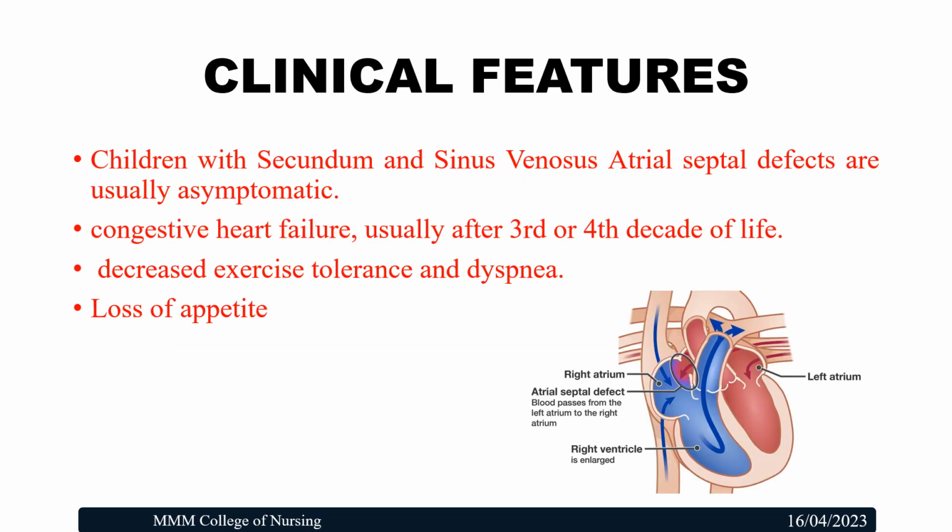Moving on to the clinical features. Any child with the secundum or sinus venosus defect is usually asymptomatic, but in later life, in the third or fourth decade, you can have congestive cardiac failure. Mostly, the child with ASD will not tolerate excessive play, exercise tolerance will be low, and the child will have dyspnea and loss of appetite. These are the common clinical features of a child with ASD.